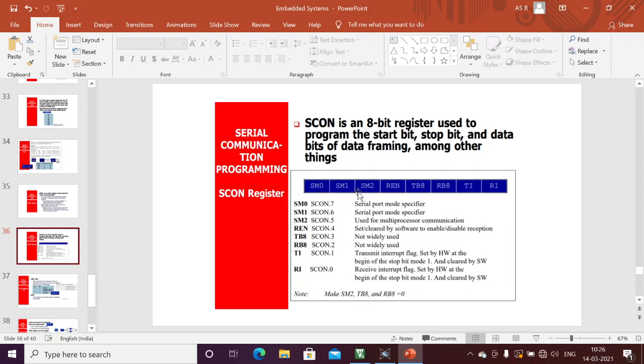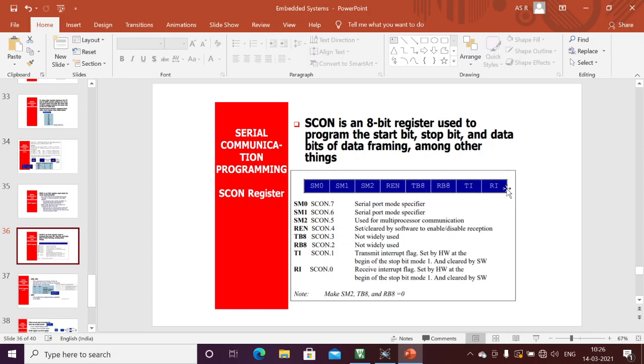01 is my mode 1, and this is the multiprocessor mode bit SM2, which I am setting to 0. For the receive enable, REN, we should always set it to 1 if we want to receive the data. 0101 means 5, and this TB8 and RB8 are needed only for the parity. Otherwise I am just setting them to 00.